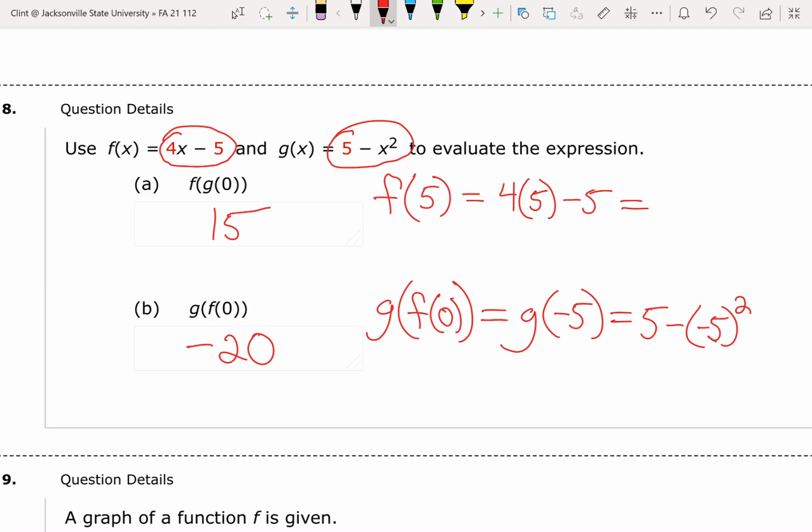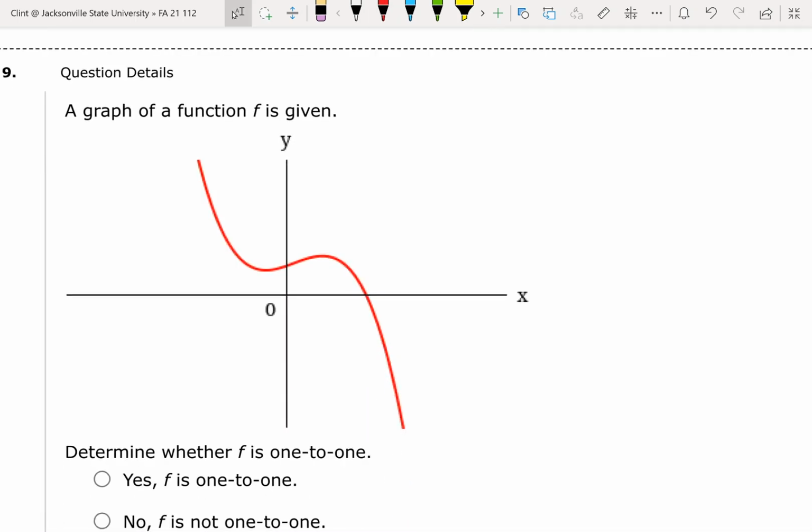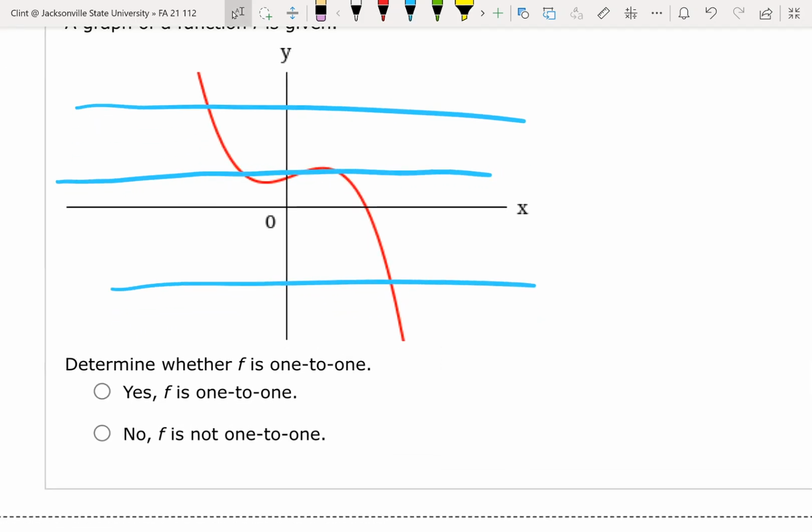Graph of a function. We want to know, is it 1 to 1? Figure that out. We're going to look at the horizontal line test. Is there anywhere we can draw a horizontal line where it touches our graph more than once? I think so. I think in there we can draw a horizontal line that touches it more than once, so it fails the horizontal line test, so no, our function is not 1 to 1.